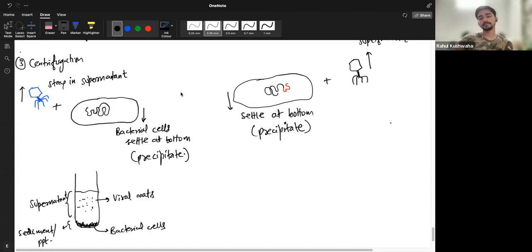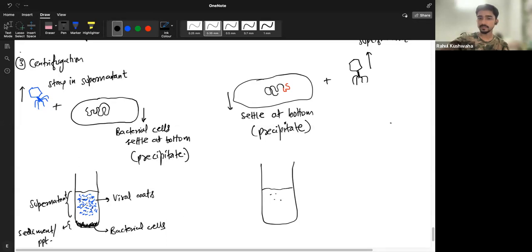Okay. Now, in case one, because we labeled sulfur, you will see a glow. I'm using two different colors here, but it's not like two different colors will be there, just to demarcate. The glow will be coming from the supernatant. And if the glow is coming from the supernatant, clearly whatever is glowing has not gone inside the bacterial cells, right? That's why it has not sedimented. And therefore, that cannot be the genetic material. So the protein got labeled in this case, and protein stayed in the supernatant.